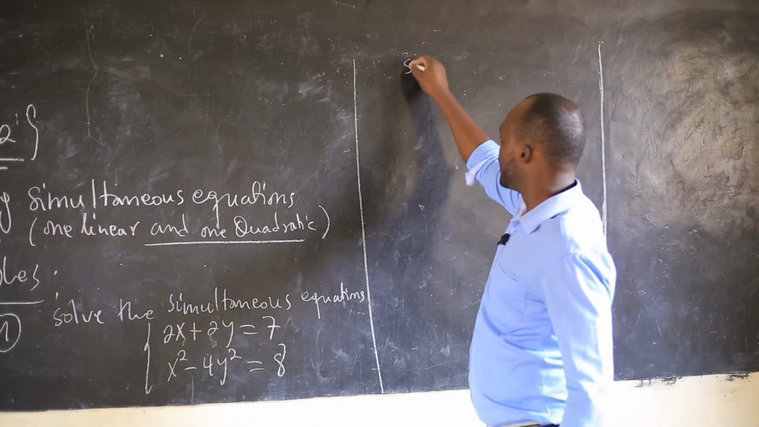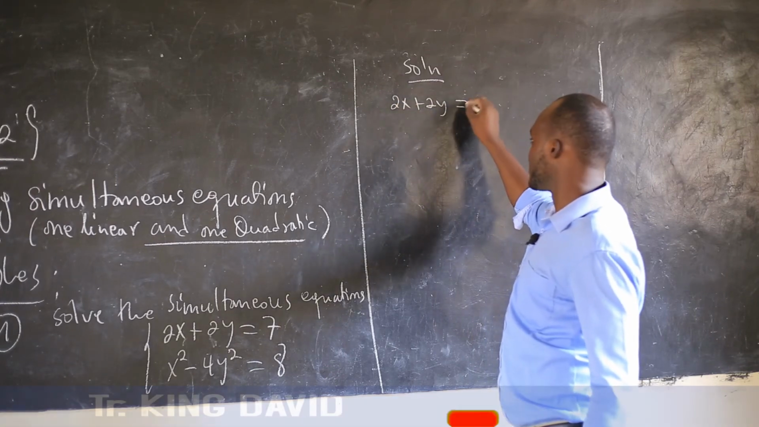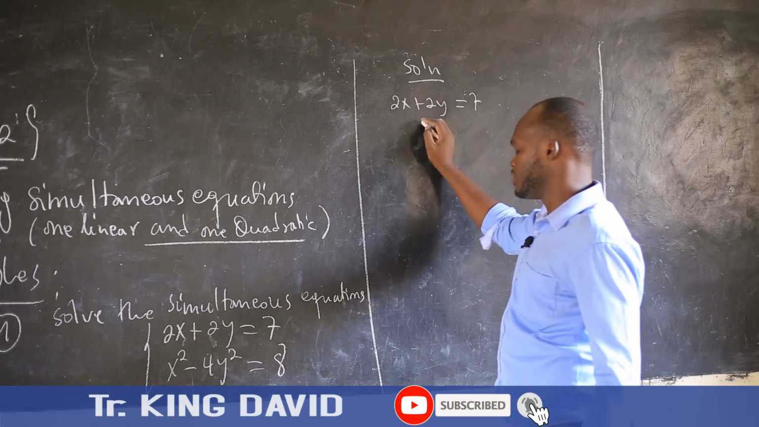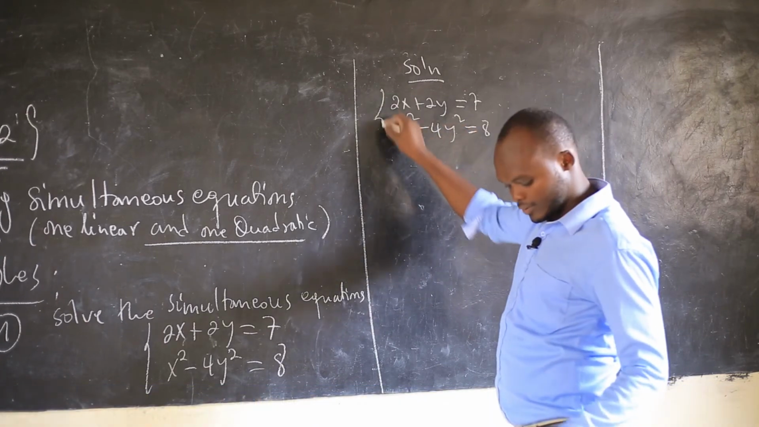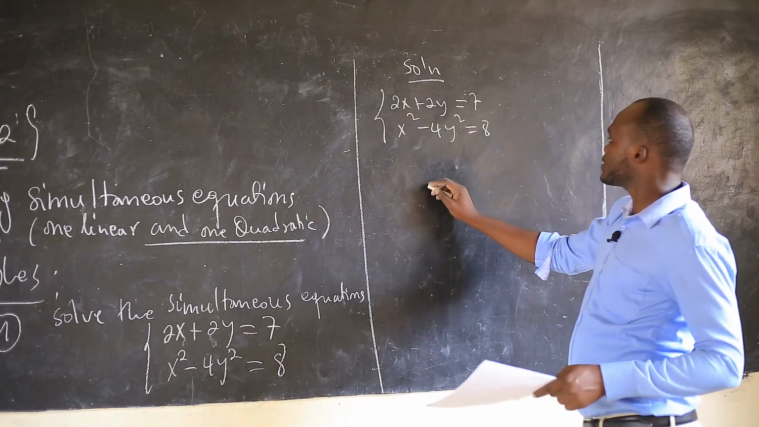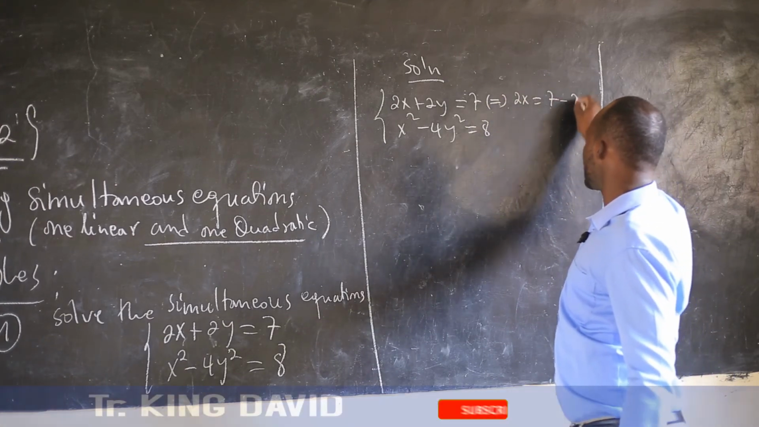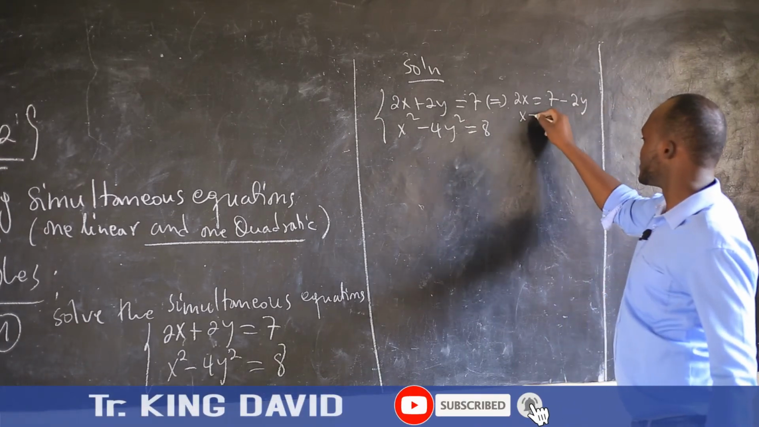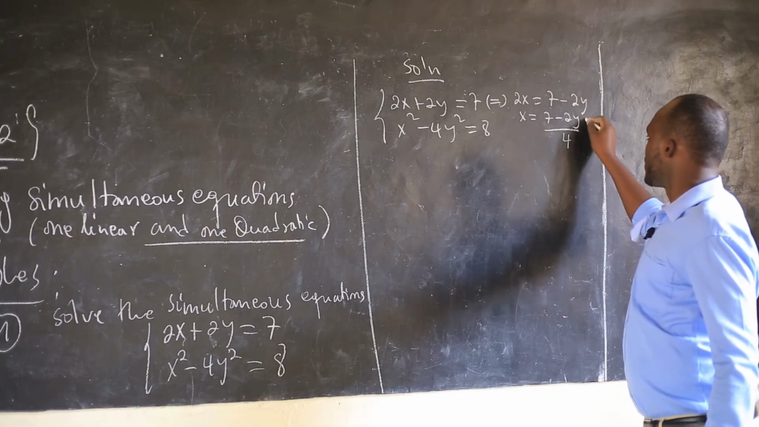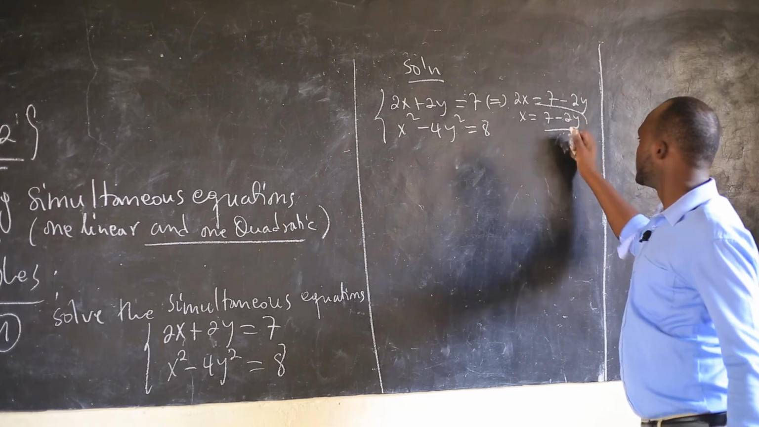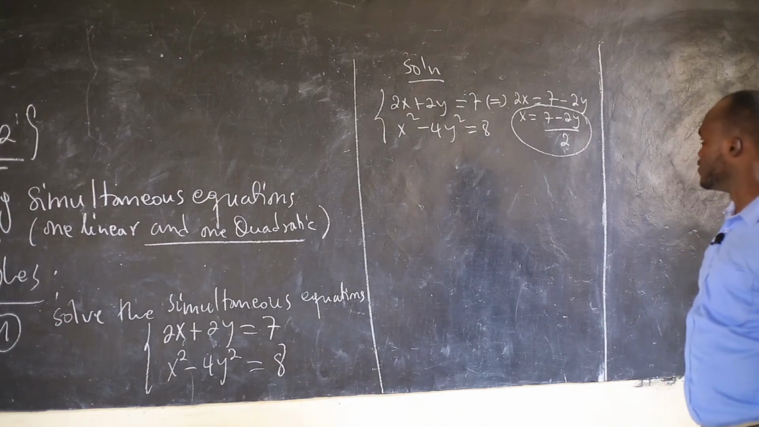So the way to do that, we have 2x plus 2y equals 7, and we have x squared minus 4y squared equal to 8. So what we do, from this first equation, 2x is the same as 7 minus 2y, which implies that x is the same as 7 minus 2y divided by 2. So divided by 2, not by 4.